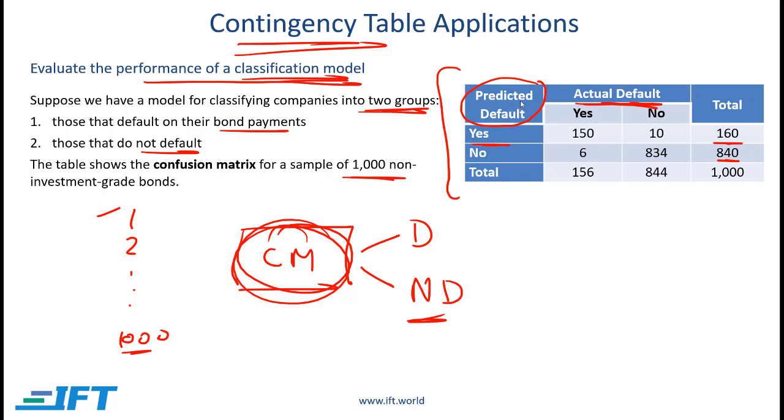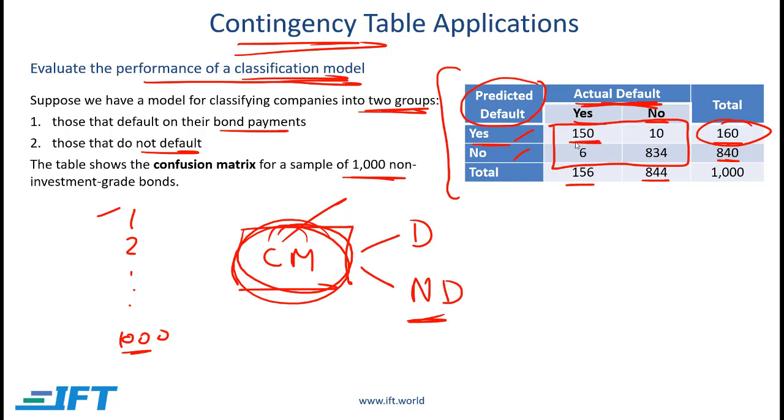In both cases, the variables can take on two possible values. Yes, that the default is predicted, and no, that default is not predicted. And with the actual default, the two values are yes, the company did default, and no, the company did not default. These values at the edges are marginal probabilities. So 160 means that the model is predicting that 160 will default and 840 will not default. These numbers in the middle are joint probabilities.